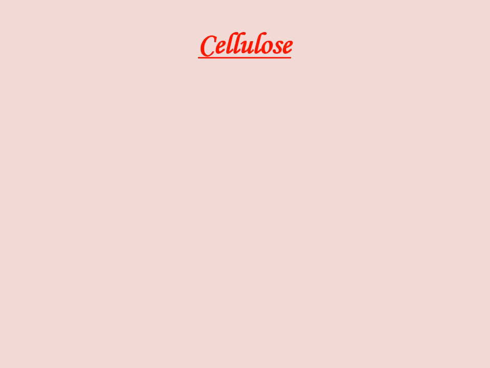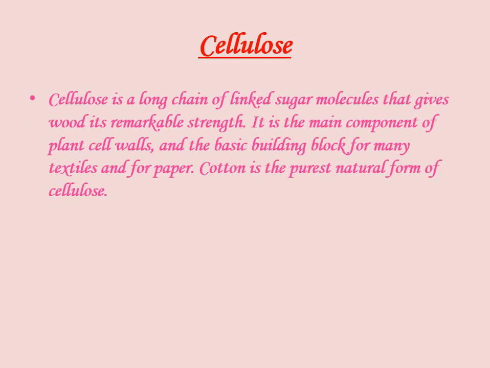Now come to cellulose. Plant cell walls are made up of cellulose. Paper made from plant pulp and cotton fiber is cellulosic. They are more complex polysaccharides in nature. They have as building blocks amino sugars and chemically modified sugars, for example, glucosamine and acetyl glucosamine. It is the main component of plant cell walls, and cotton is the purest natural form of cellulose.